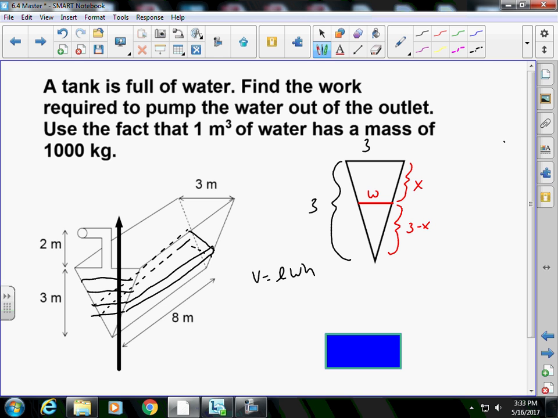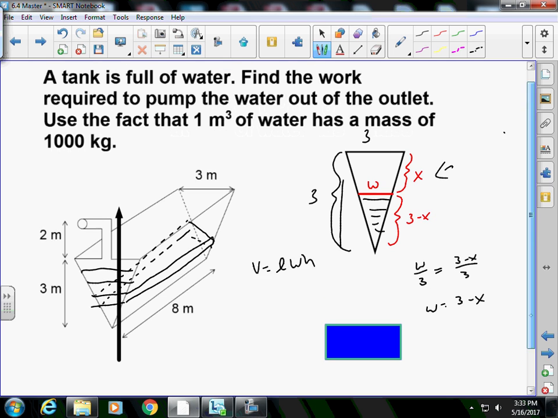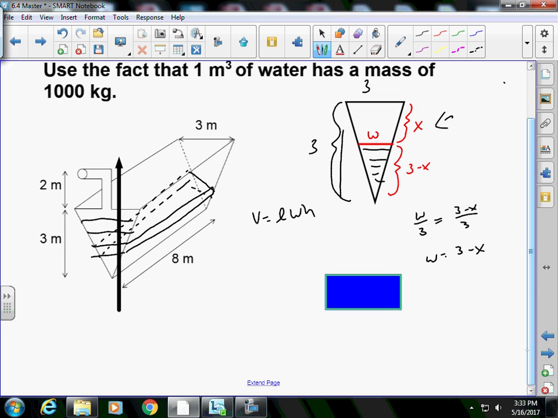So I'm going to do the same thing I did before. I'm going to set up ratios. I'm going to set up a large triangle inside another triangle. I know I'm going to move x units down, giving me the small triangle here would be a height of 3 minus x, where the larger triangle has a height of 3. So I'm going to say w over 3 is equal to 3 minus x over 3, or w is equal to 3 minus x. So now I have this width.